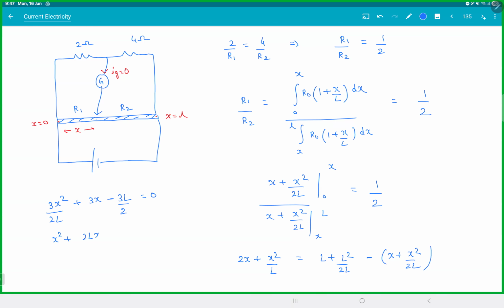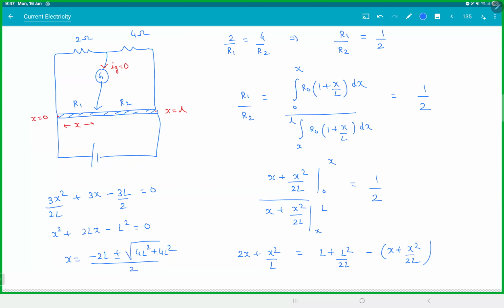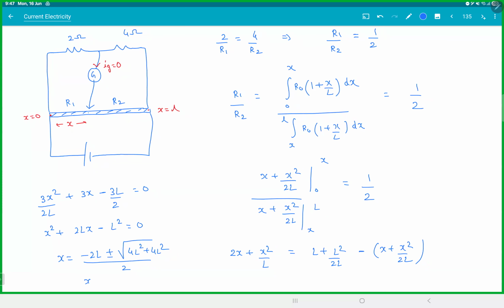This will be 12x minus L square is 0. Minus 2L plus or minus B square. 4L square plus 4L square by 2. How much is this? Root 2 minus 1L. Clear?